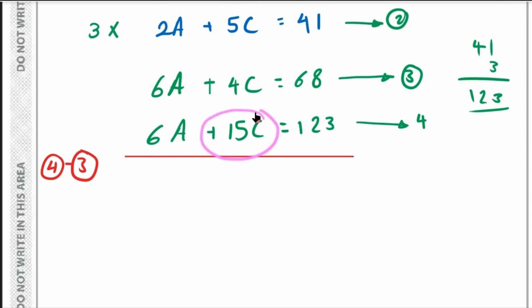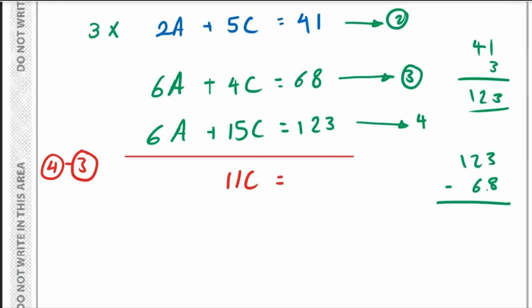Then 15c take away 4c, this will make 11c. And then 123 take away 68. Let's write here to avoid any mistakes. 123 take away 68. So 13 take away 8 is 5, and 11 take away 6 is 5. So the answer would be 55 here.